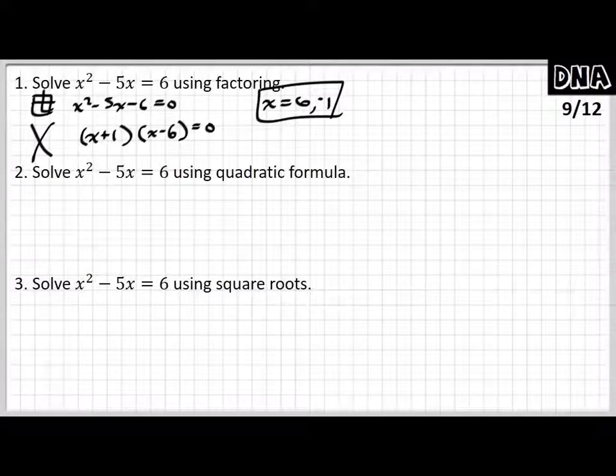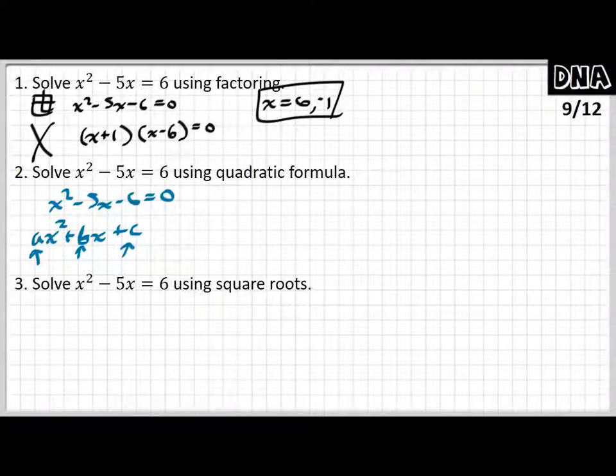The next one, if you wanted to solve using the quadratic formula, you still have to have it equal to 0. So it would be x raised to the second power minus 5x minus 6. And then you would have to know what the a is, what the b is, and what the c is, because if you want to use the quadratic formula, you got to know these numbers. And so let's go over to our quadratic formula.